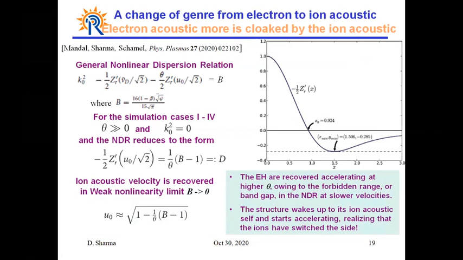And one can now also show that same dispersion relation, if one tends to keep theta finite, recover also ion acoustic velocity. So you just expand the left hand side, and the right hand side you have B minus 1. 1 is of course the electron isothermal response, and one finds out U0 is tending like B minus 1. If B is equal to 0, one finds ion acoustic velocity.